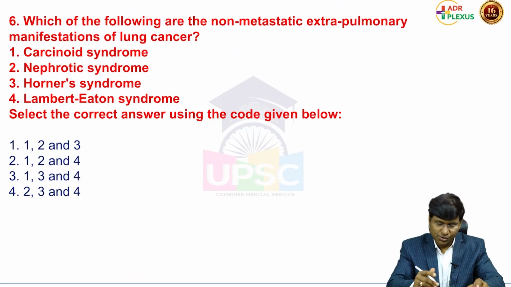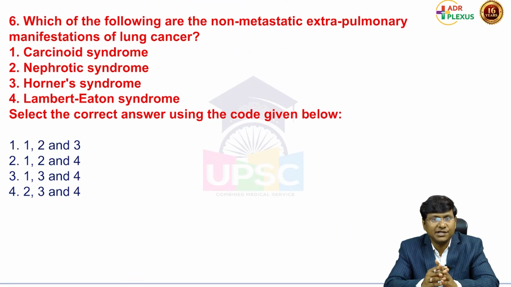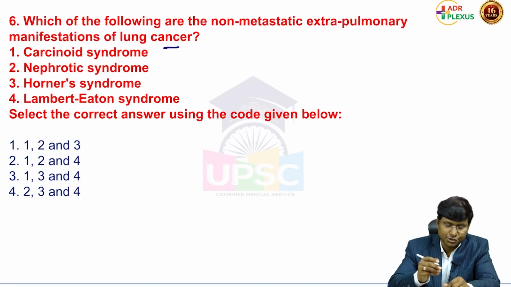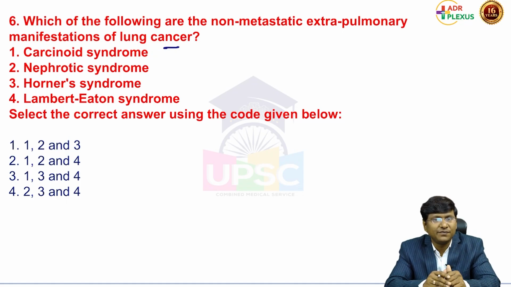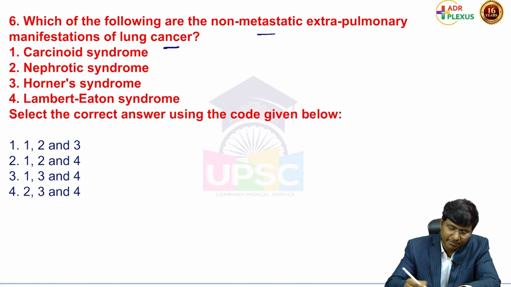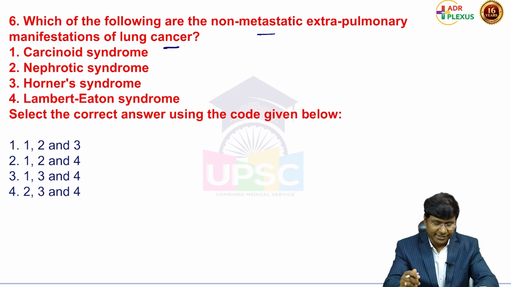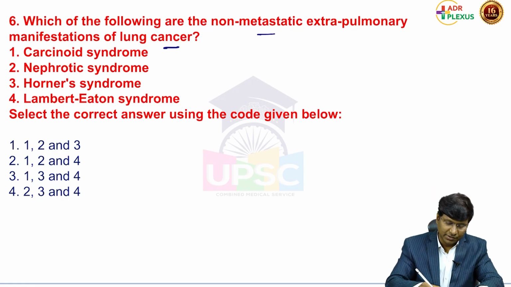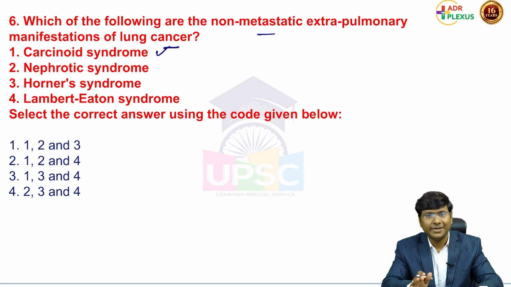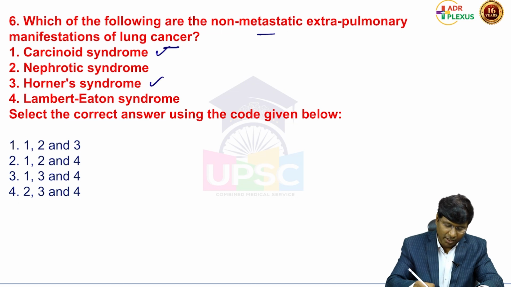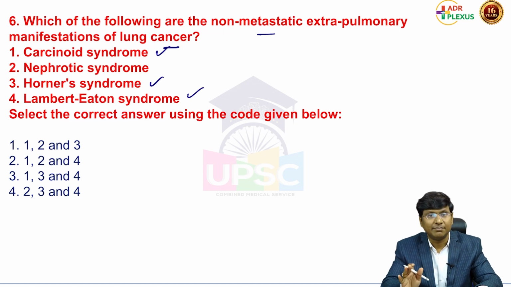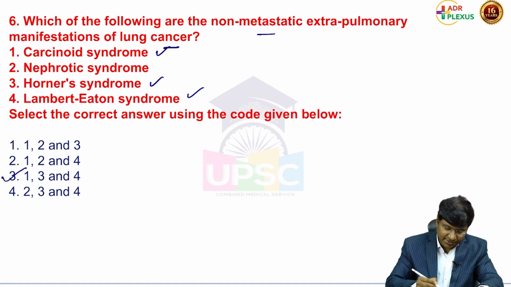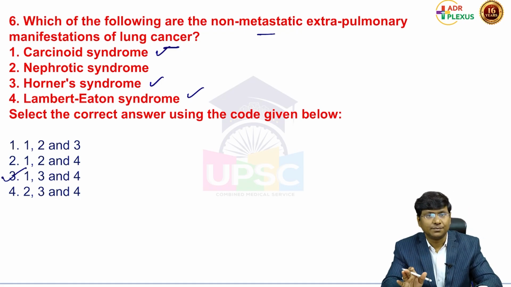Quick revision. The next topic for discussion in pulmonology is bronchogenic carcinoma. So the question is, which of the following are the non-metastatic extrapulmonary manifestations of lung cancer? Carcinoid syndrome, nephrotic syndrome, Horner's, Lambert-Eaton myasthenic syndrome. So the correct answers are carcinoid syndrome, which is one of the non-metastatic extrapulmonary manifestations of lung cancer, and Horner's as well as Lambert-Eaton myasthenic syndrome. So the correct answer is 1, 3 as well as 4, right?